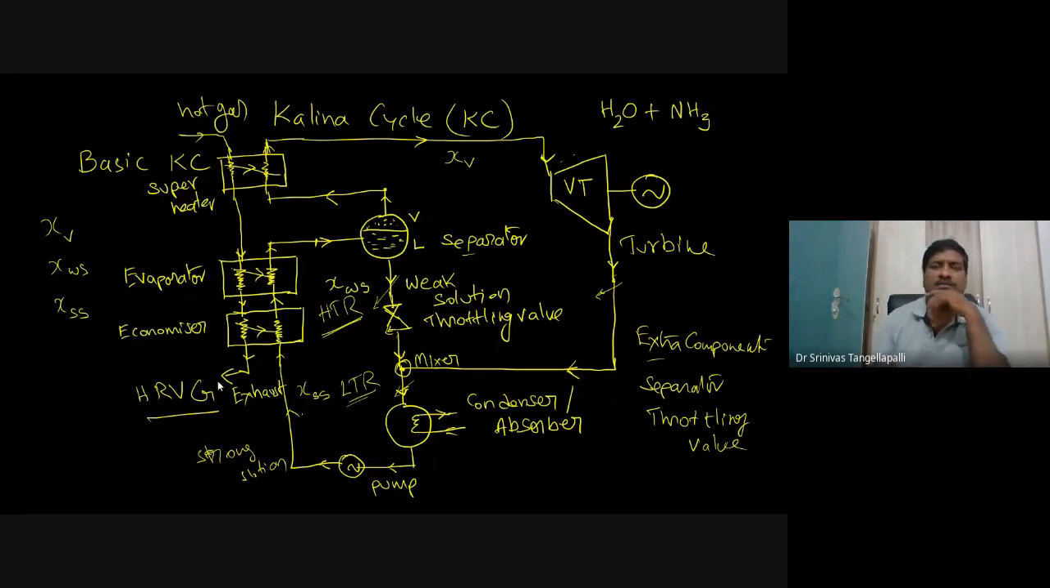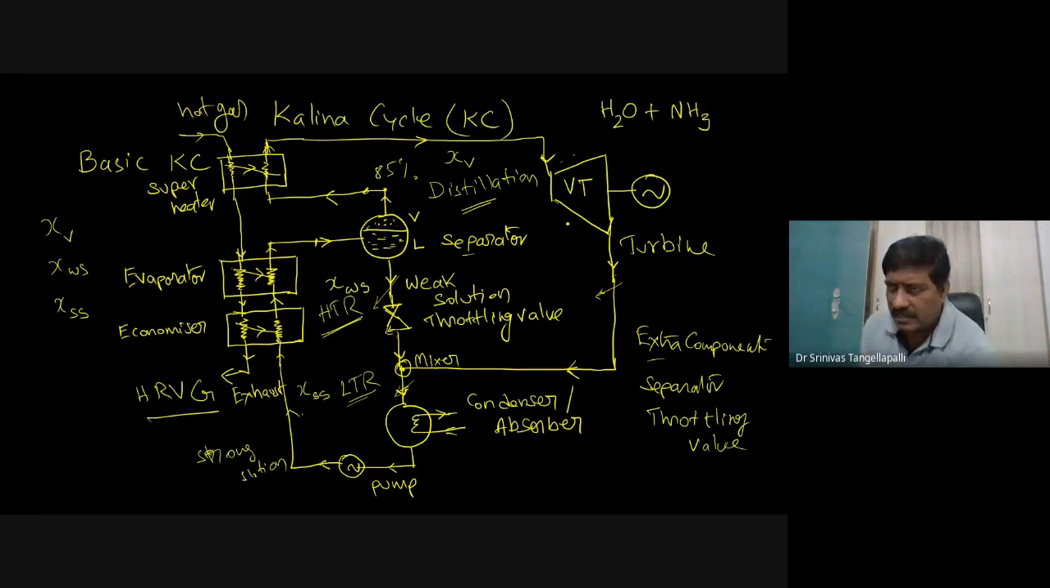And second, one more point here is the distillation. The distillation is not included here. What is the meaning of this distillation? See the concentration of working fluid at the exit of the separator. Let me take this concentration as 85%. The concentration of working fluid is 85%. What happens? This 85% working fluid is entering the turbine, so we are getting a considerable amount of power generation.